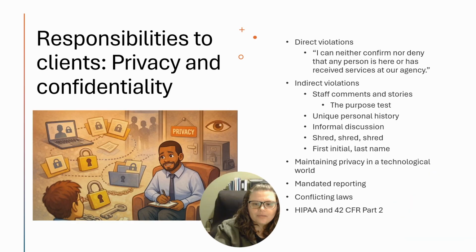So, next slide. Privacy and confidentiality. This is where that part 2 thing comes in. So you could reject a subpoena, that's where this comes in. Confidentiality, theoretically, it should just be: don't say anything. Don't tell anybody anything about your client.